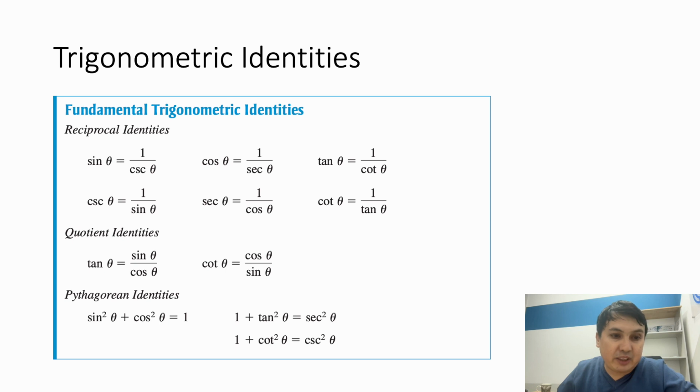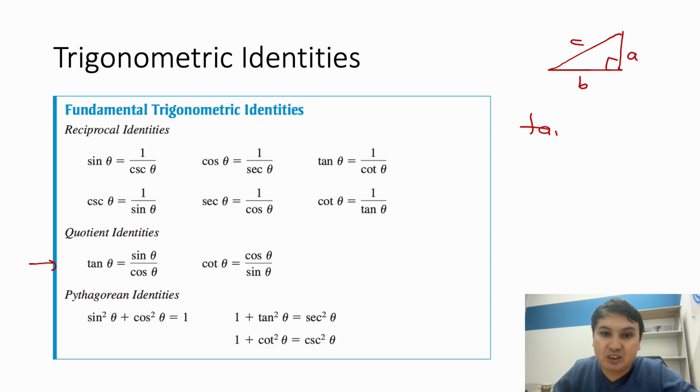And another one, again, I also mentioned this. Tangent is sine over cosine. Why is that? We can derive it from the triangle. Let's call this A, let's call this B, this is C. What is tangent? From the formula, for this theta, it's A over B, right? What is sine of theta? It's A over C. What is cosine of theta? That's B over C, right?